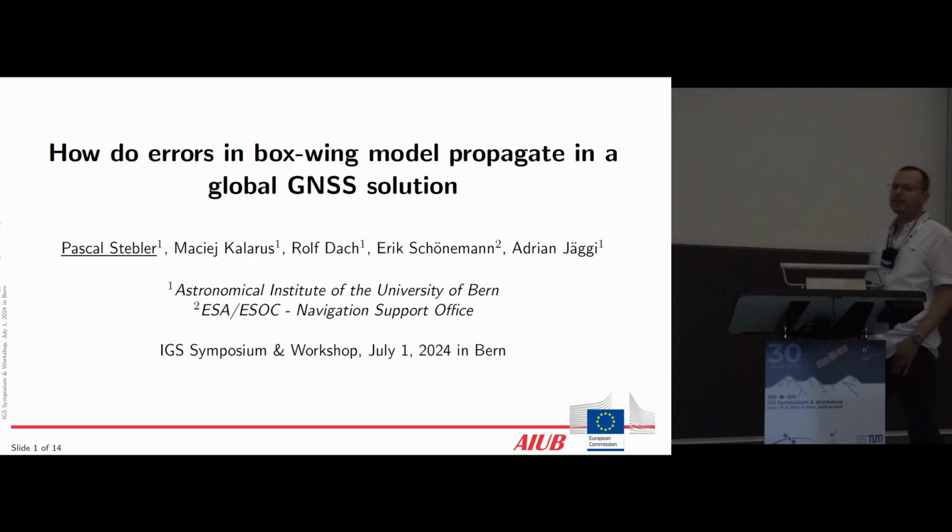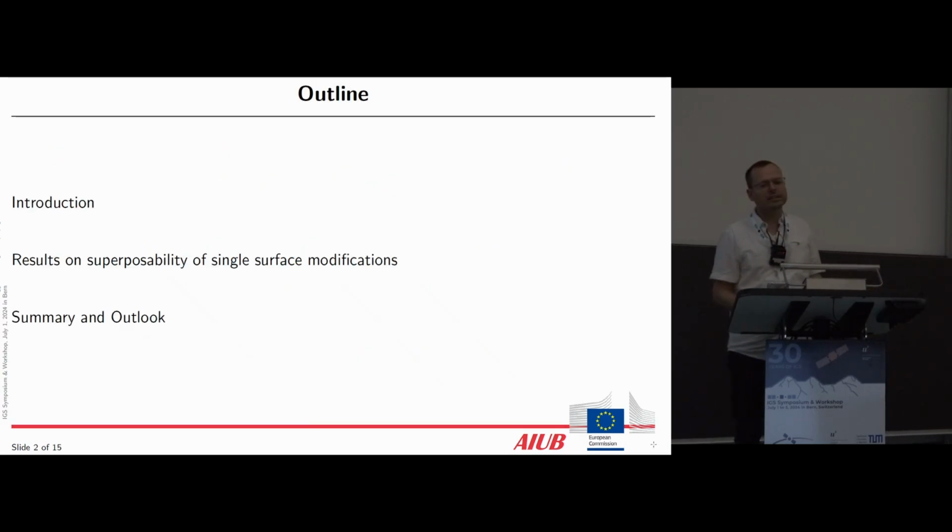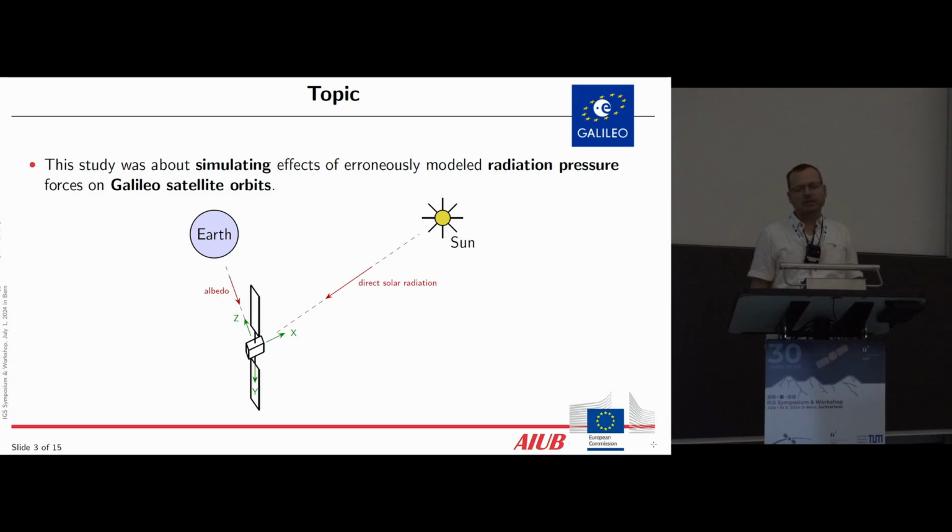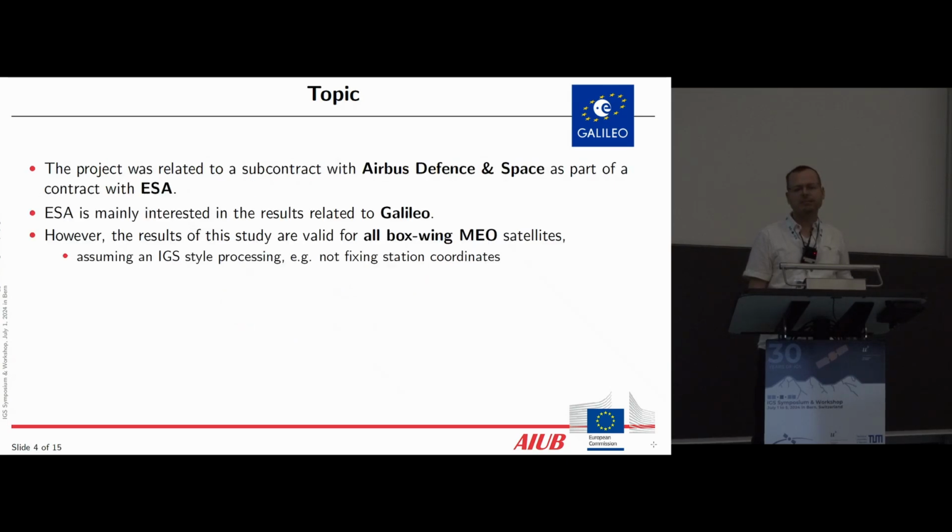So, this study was about simulating effects of erroneously modeled radiation pressure. So you see here the sun, direct solar radiation pressure, Earth, albedo. It's what we saw now 2 times more or less already. And the project was related to a subcontract with Airbus Defence and Space as part of the contract with ESA. ESA is mainly interested in the results related to Galileo. However, the results of this study are also valid for all box-wing MEO satellites, assuming an IGS style processing with it.